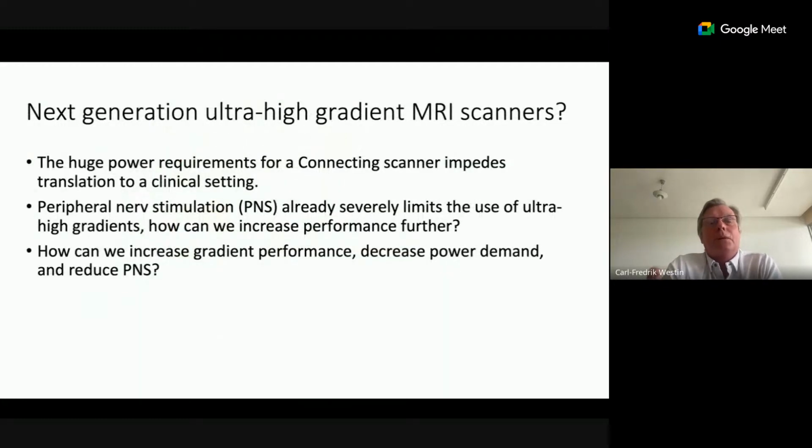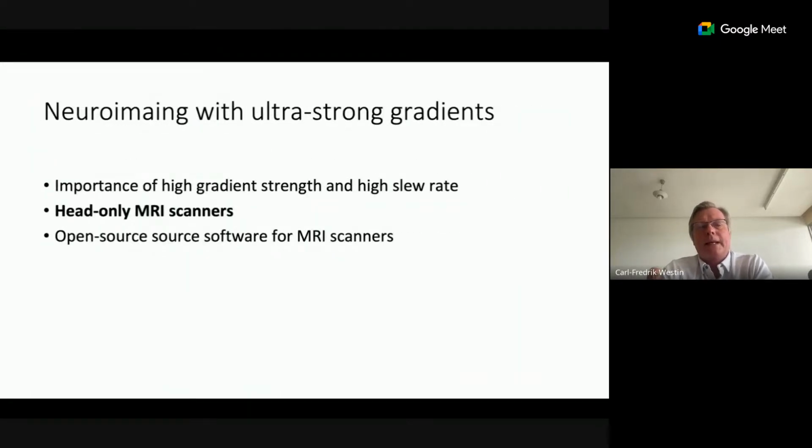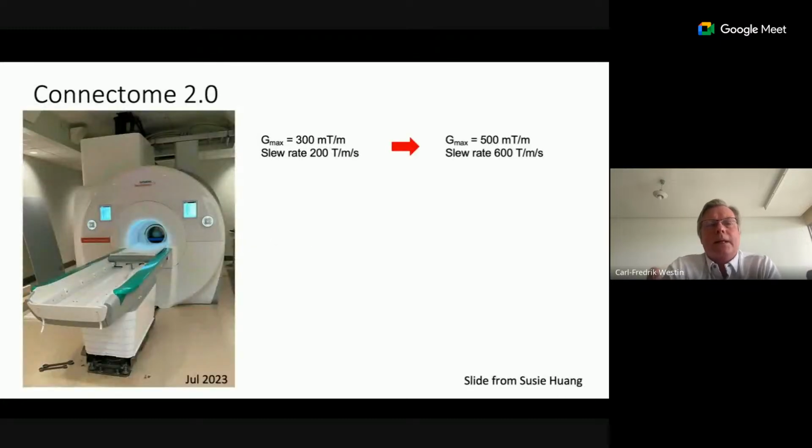But to go further, they try to figure out a way to reduce the power, and also to reduce this nerve stimulation, PNS, which really limits what you can do on these scanners. Now we have enough gradient strength on them, but we cannot use them because of the nerve stimulation. That's why we come to head-only MRI scanners, and Connecton 2 was developed by Siemens. It was installed this year, and the first images were from July 2023, so really recent developments.